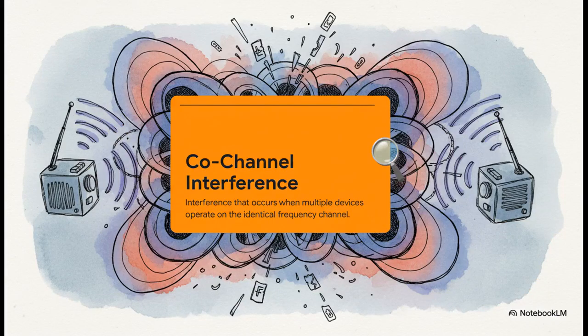Now this is the problem you're going to face most often. At its core, it's just two devices trying to talk at the exact same time in the exact same lane. It's a data collision. And the result? Both messages get scrambled, they have to be sent again, and everything slows way down.